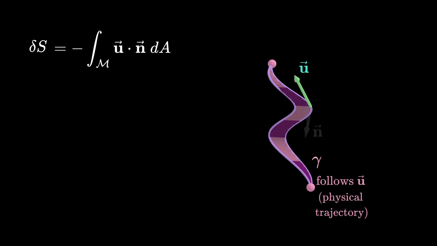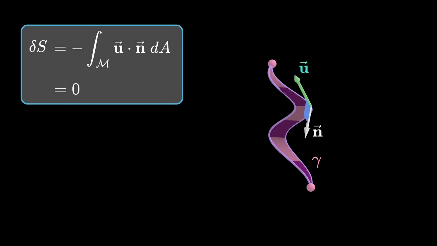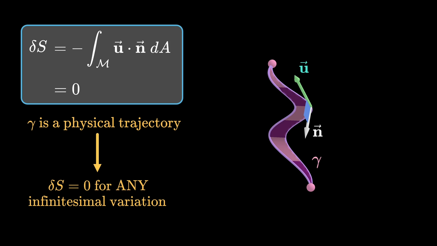The normal vector n, being perpendicular to this small area, should also be perpendicular to u. So the dot product is 0, and the infinitesimal difference in action is 0. This is only half of the action principle. All we said is that if gamma is an actual trajectory a state can take, then no matter how you vary your path, delta S equals 0. The other direction is also part of the action principle.